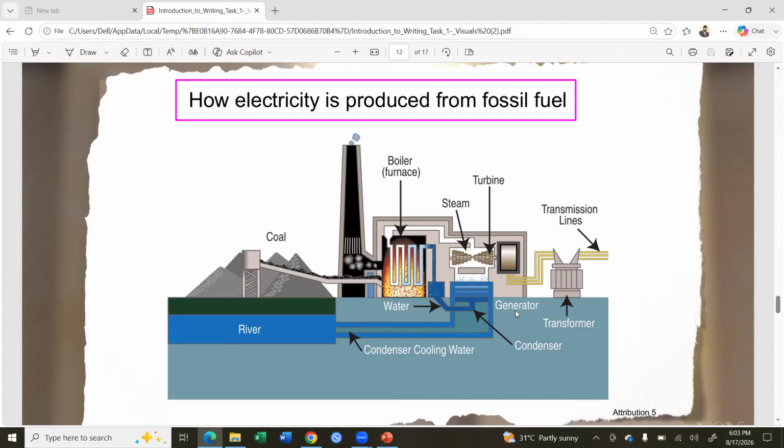Along with the turbine, we have the generator, right? We also have the condense cooling water here. We have the condenser, right? So you should look at each and every detail in the process and then select and discuss what you need to discuss in the task one, right? How are we going to do it? We'll discuss later, but this is how the picture of a process will look like.